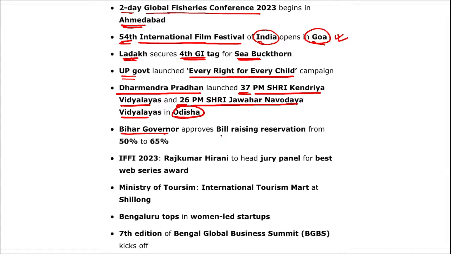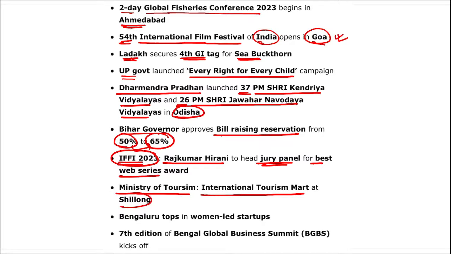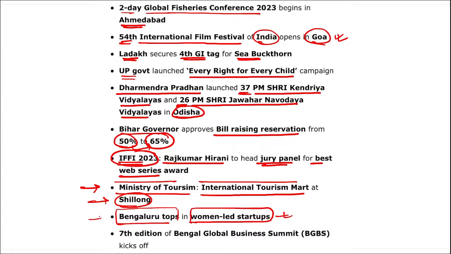Then Bihar governor approved bill raising reservation from 50% to 65%. Then IFFI 23 here Rajkumar Hirani to head jury panel for the Best Web Services Award. Then Ministry of Tourism and International Tourism Mart at right. So this International Tourism Mart was held at Shillong, organized by Ministry of Tourism. And Bangalore has topped in the women-led startup, right? Which city topped? It is Bangalore. Then 7th edition of Bengal Global Business Summit has recently started.